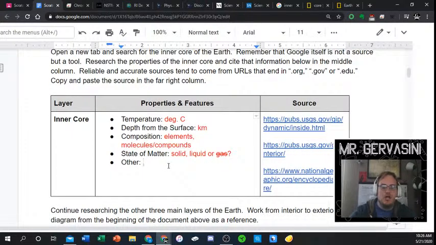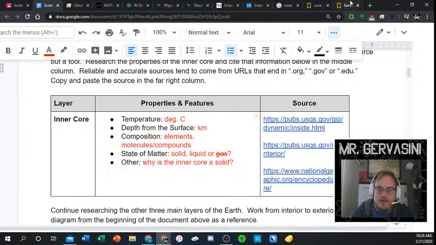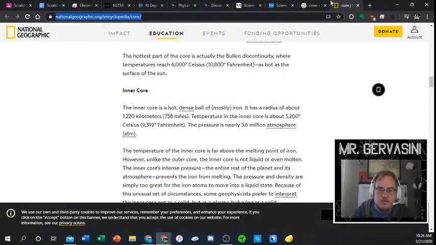And it goes into the other. Okay? The other being, why is the inner core a solid? And so you can answer that because we go back to this one, and it's due to the intense pressure. It has to be a solid. It cannot be a liquid.